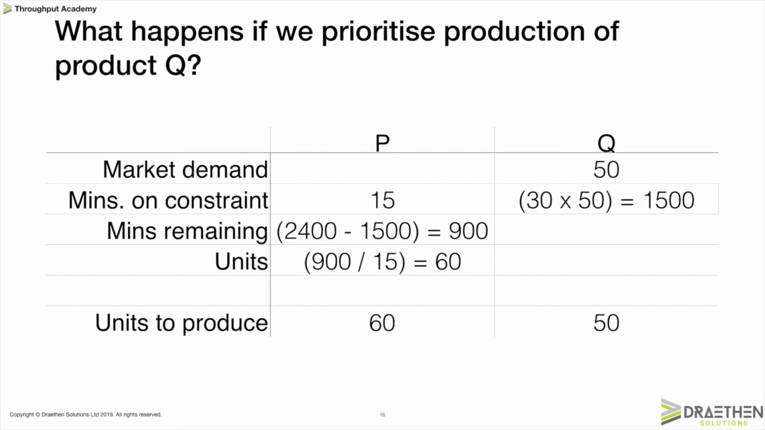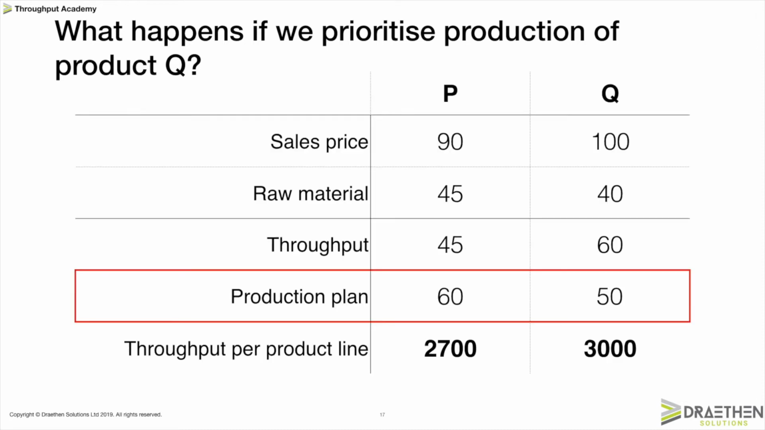We're going to produce all 50 units of product Q demanded by the market, and we will have enough time left over to produce 60 units of product P. So let's now see what this does to our financials. To follow the process again, we know the selling prices of product P and product Q are £90 and £100 respectively. We know the raw material costs are £45 and £40 respectively, and we therefore know that the throughput per unit for each is £45 for product P and £60 for product Q.